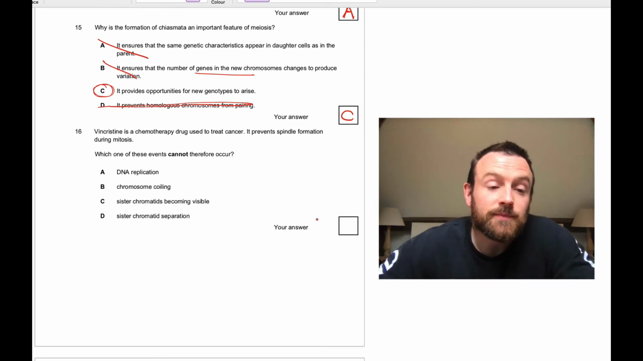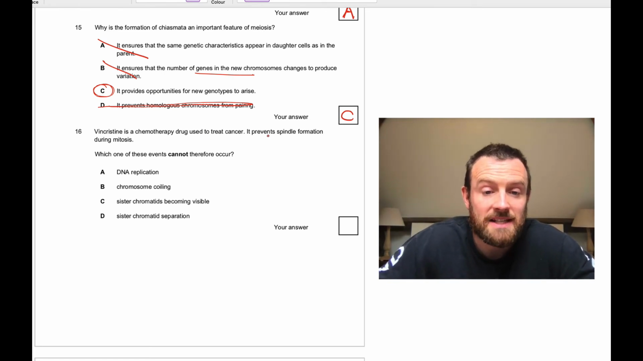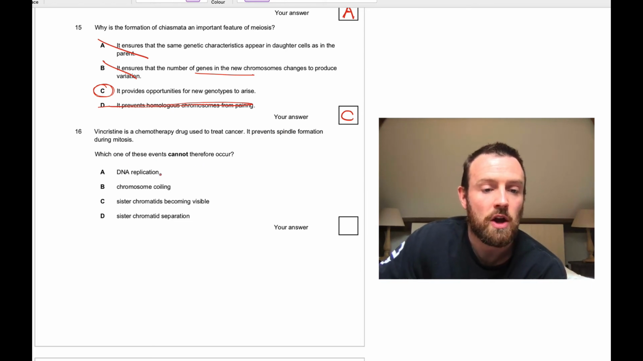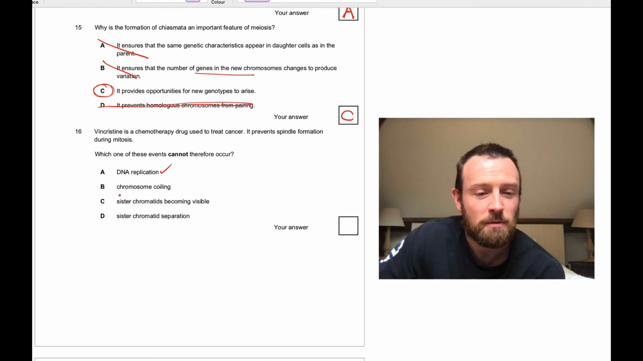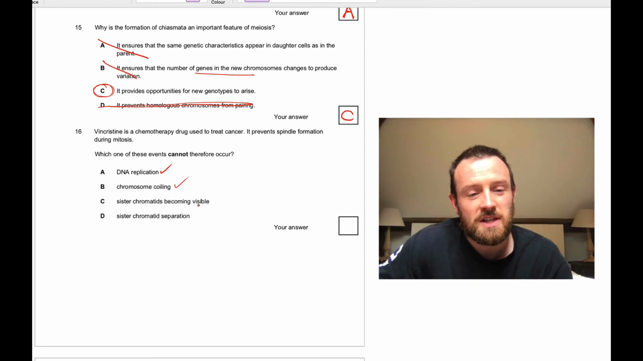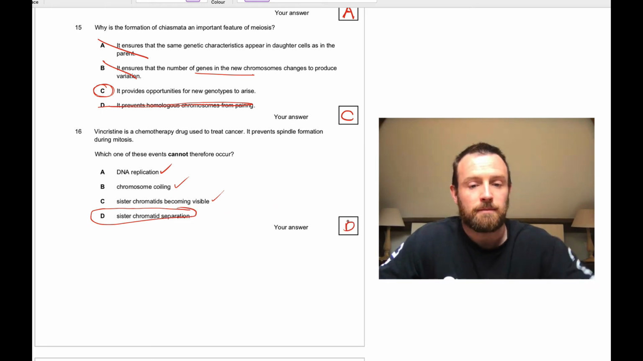16. Vincristine is another chemotherapy drug used to treat cancer. It prevents spindle formation during mitosis, so what can't occur? DNA replication, that can happen, doesn't need a spindle. Chromosome coiling, that can happen, that doesn't need a spindle. Sister chromatids becoming visible, that can happen, doesn't need a spindle. Sister chromatid separation, that needs a spindle. That's basically anaphase, so that's not going to happen.